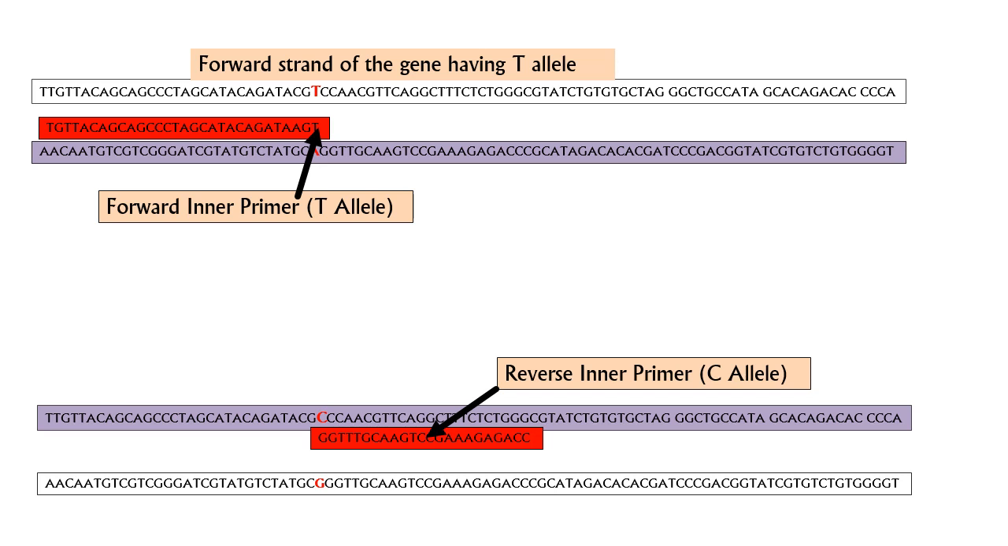This is the reverse inner primer specific for the C allele. It is specific for the C allele because it has a G nucleotide at the end, and this G is not able to get attached to the T nucleotide. So it will only work if the C nucleotide is present. Similarly, the forward primer will only get attached if there is a presence of A nucleotide, and that forward inner primer will not get attached to the C nucleotide or the G nucleotide because T only attaches with the A.